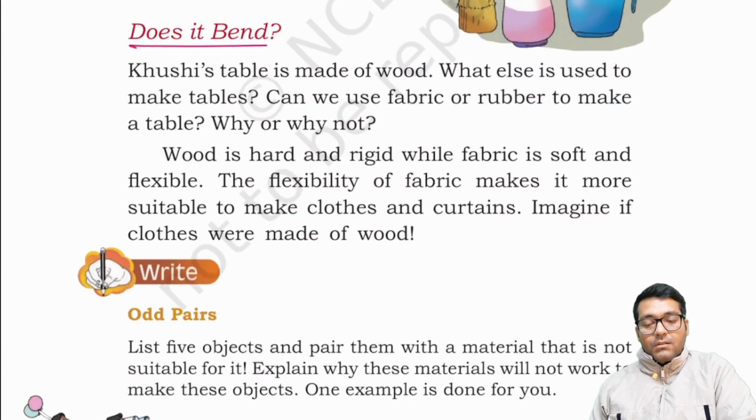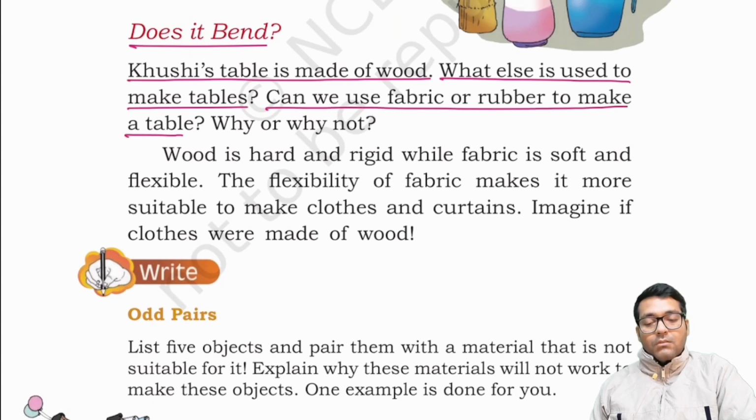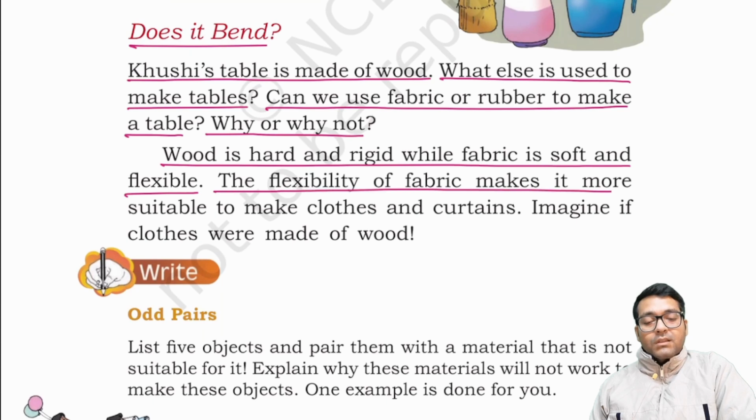Does it bend? Khushi's table is made of wood. What else is used to make tables? Can we use fabric or rubber to make a table? Why or why not? Wood is hard and rigid while fabric is soft and flexible. The flexibility of fabric makes it more suitable to make clothes and curtains. Imagine if clothes were made of wood.